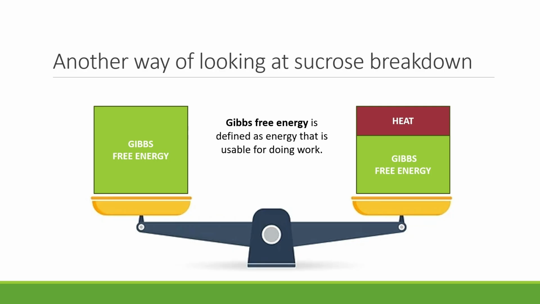Gibbs free energy is an umbrella term that is defined as any type of energy that is useful for doing work. Gibbs is the guy it was named after, and free energy just means energy that is free to use. So the chemical energy found in the sucrose before the reaction takes place is considered Gibbs free energy, and the chemical energy remaining in the glucose and fructose after the chemical reaction is also free energy. This is stored potential energy that is available to be used.